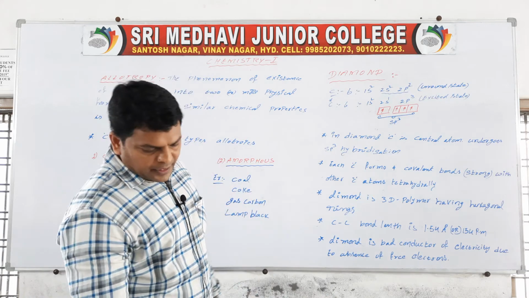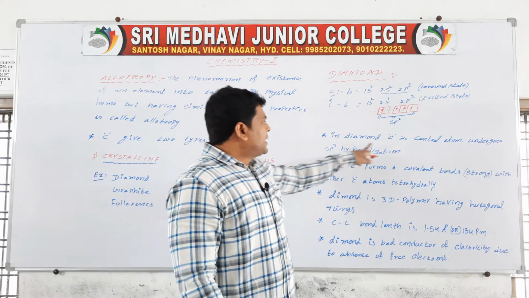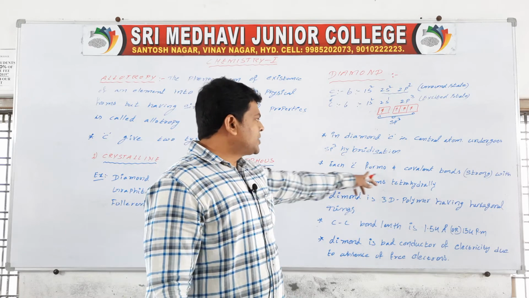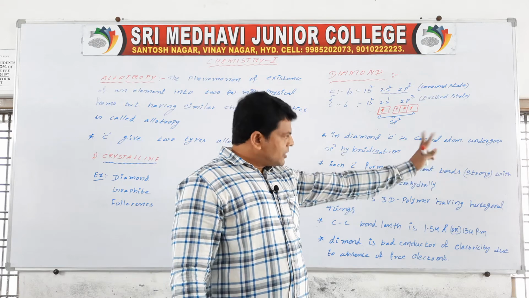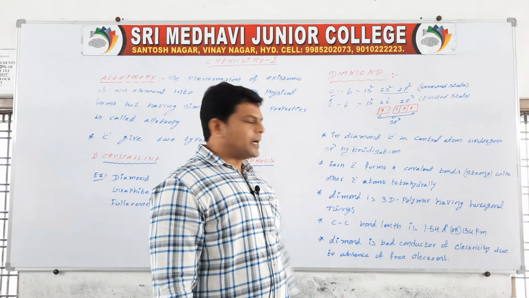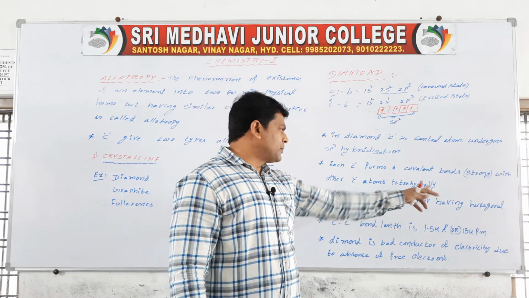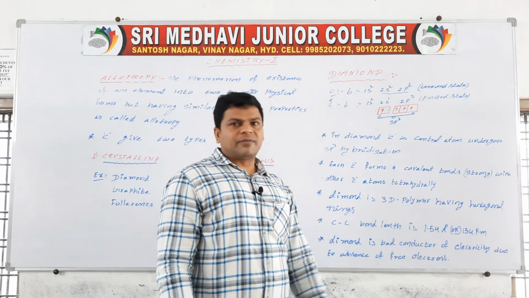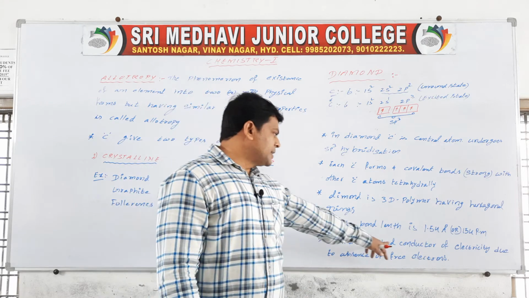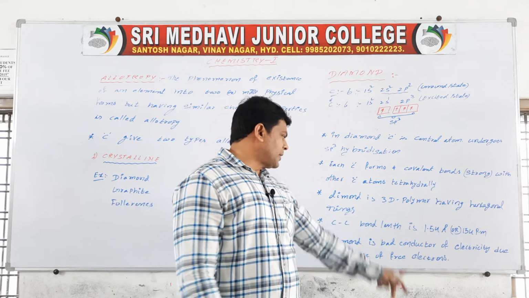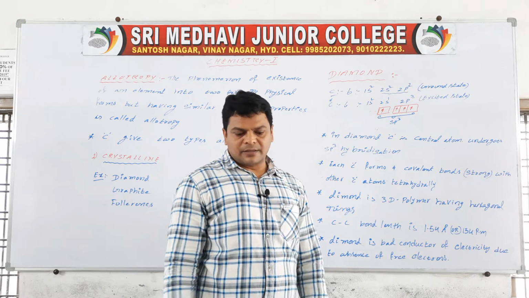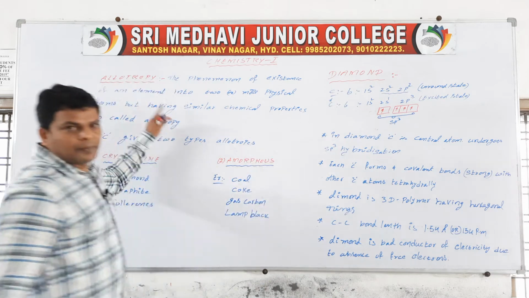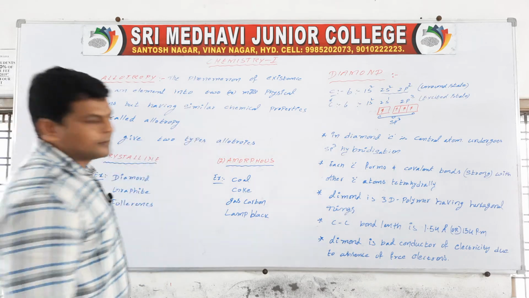Okay, so in diamond carbon is the central atom, undergoes sp3 hybridization. Each carbon atom forms 4 covalent bonds with the other 4 carbon atoms. So diamond is a 3-dimensional polymer having hexagonal rings. The C-C bond length is 1.54 angstrom units and diamond is a bad conductor of electricity due to absence of free electrons. Okay, at the same time I will write some more points here.